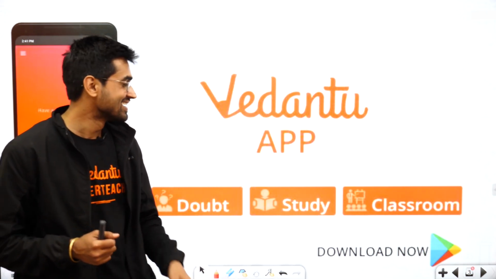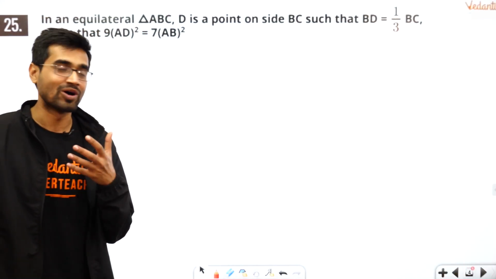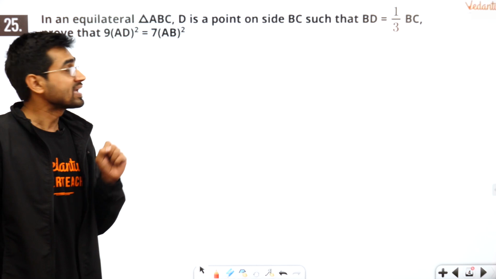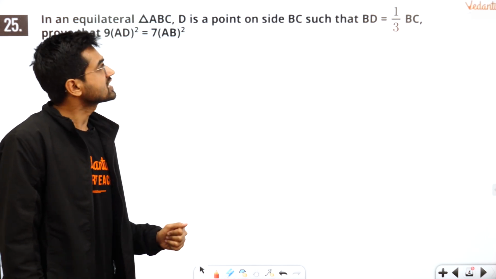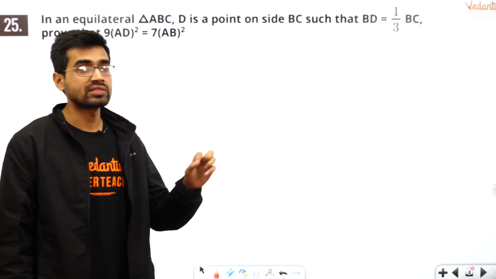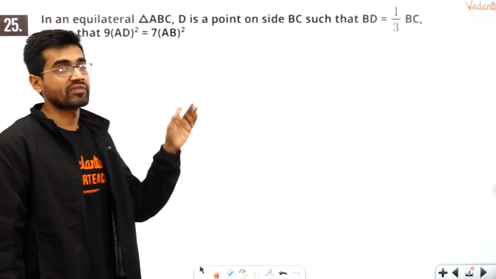Yeah, so let's take up question number 25 and try to understand how we can solve it. The question says, in an equilateral triangle ABC, D is a point on the side BC such that BD is equal to 1 by 3 BC. Prove that 9AD square is equal to 7AB square.